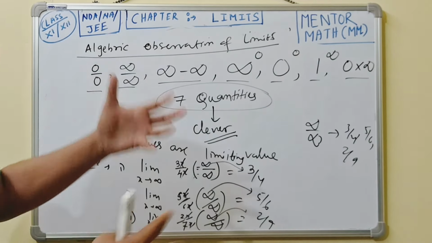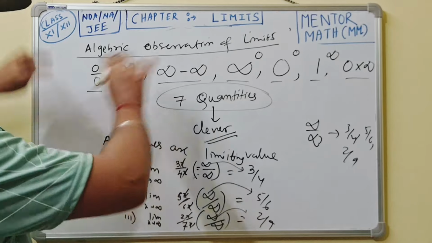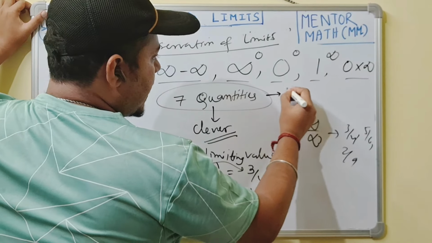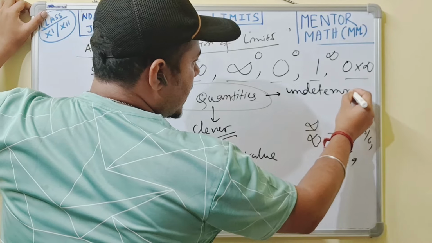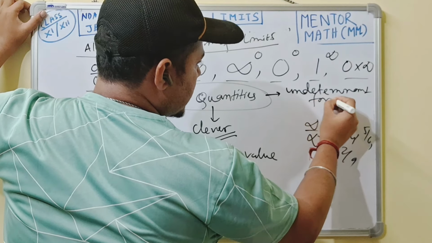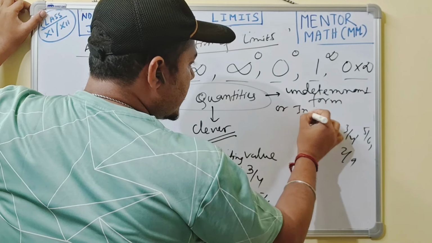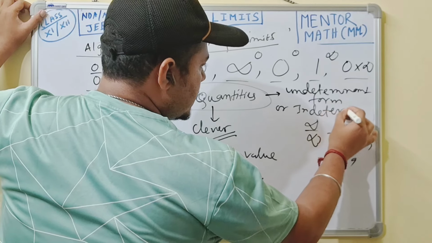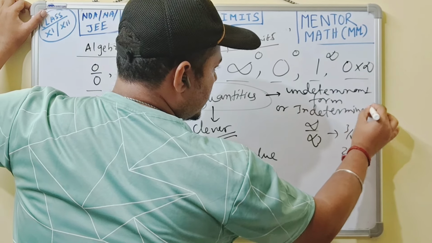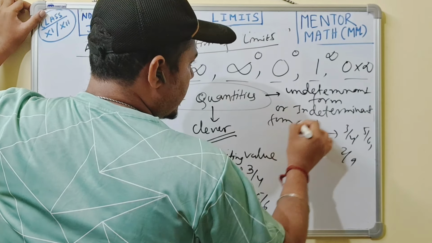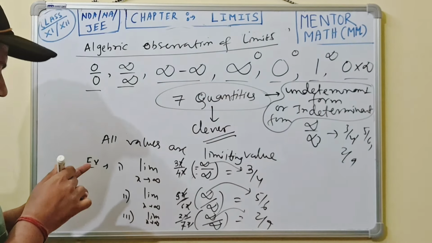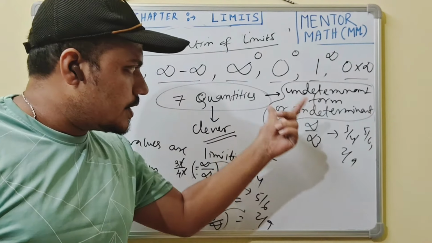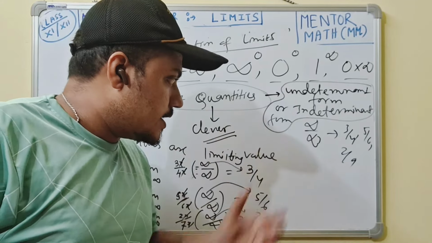And one thing I can write here: these 7 quantities are actually indeterminate forms. You can say undeterminate or indeterminate form. This you also have to know. So these 7 quantities are actually indeterminate forms.